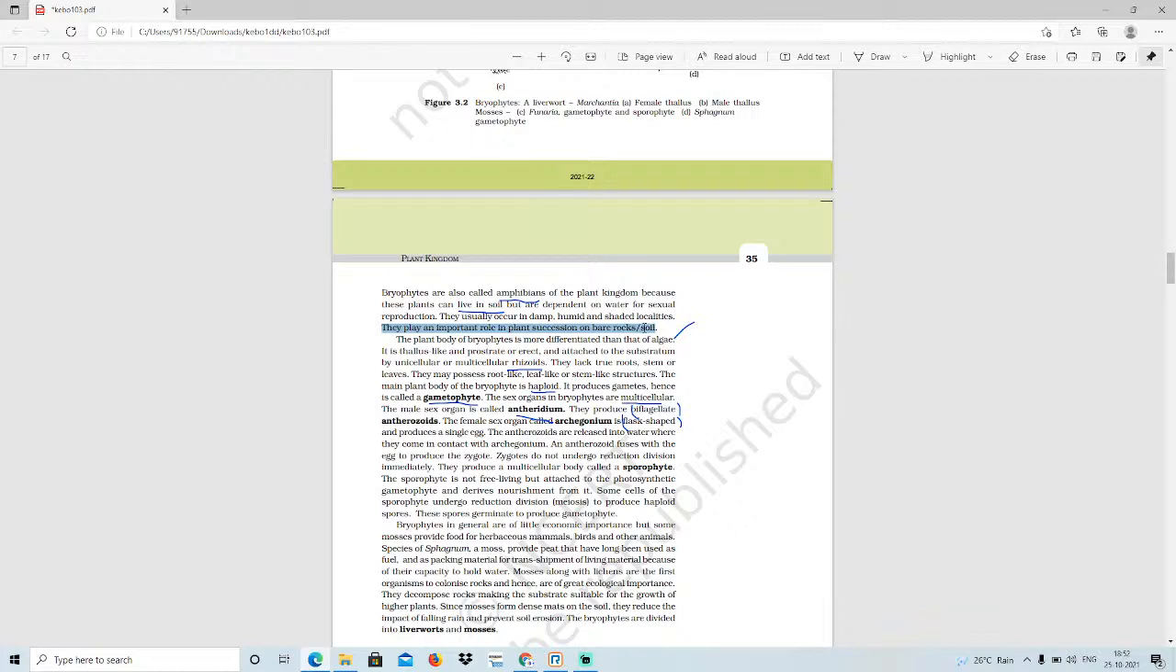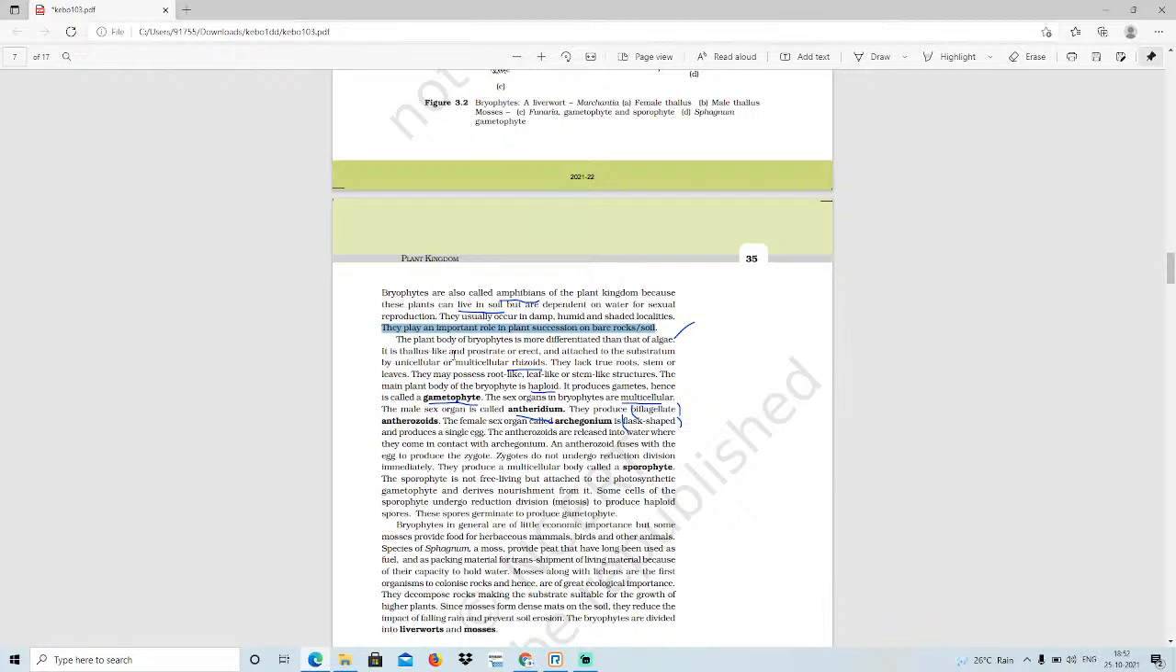So if you want to fertilize a soil, or if you want to improve the capability of some soil where plants should grow, you should grow bryophytes there. I didn't explain this point really well in the previous video, so that's why I'm covering it. Okay, the plant body is more differentiated than that of algae, so that is obvious.